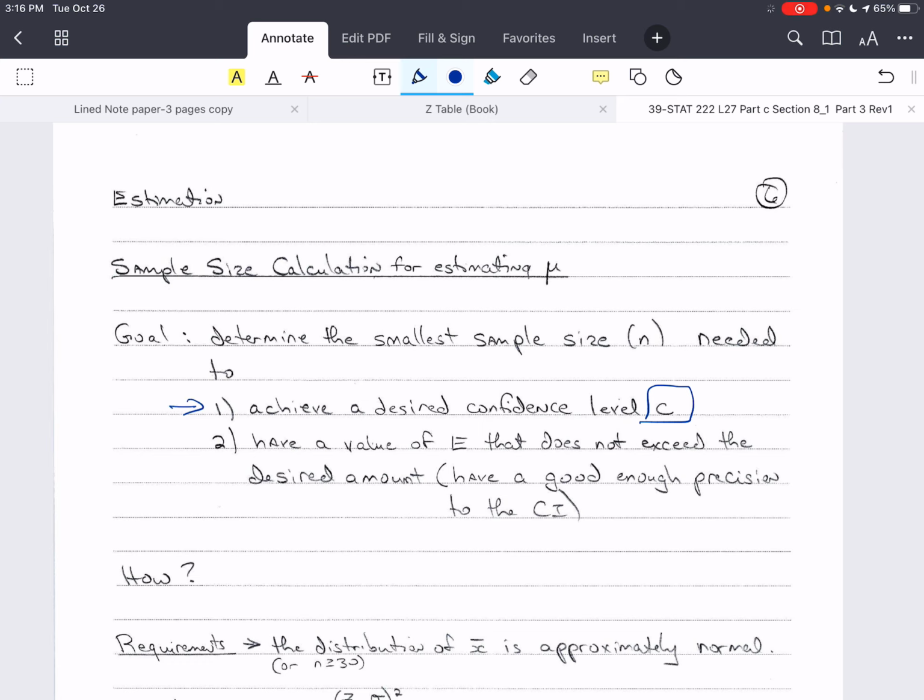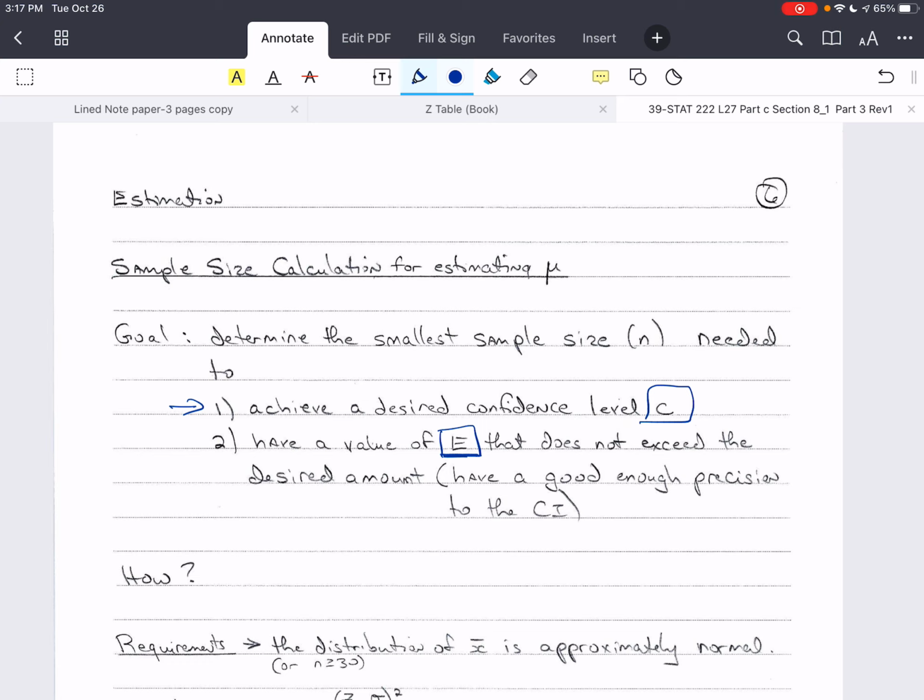So we want a certain confidence level that we're going to set and say we want to be this confident in our results. And we need to determine what value of error, which determines the width of the confidence interval. We need to determine just how much variation or error or length we can have in the confidence interval. And we're going to set that amount. And we're going to say that this is the maximum amount of error that we can tolerate in the results. Okay, so we do not want to exceed this value of E. We want to have good enough precision in the confidence interval.